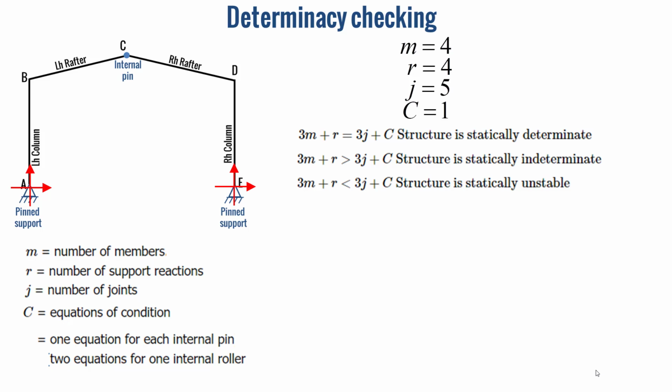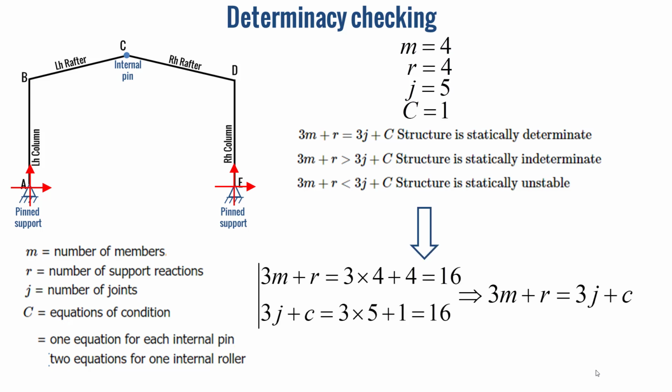So here, if 3M plus R is equal to 3G plus C, our structure is statically determinate, which means that the number of equations is equal to the number of unknowns, so it will be simple to solve. For more information about the determinacy checking, you can see the first video in this playlist.